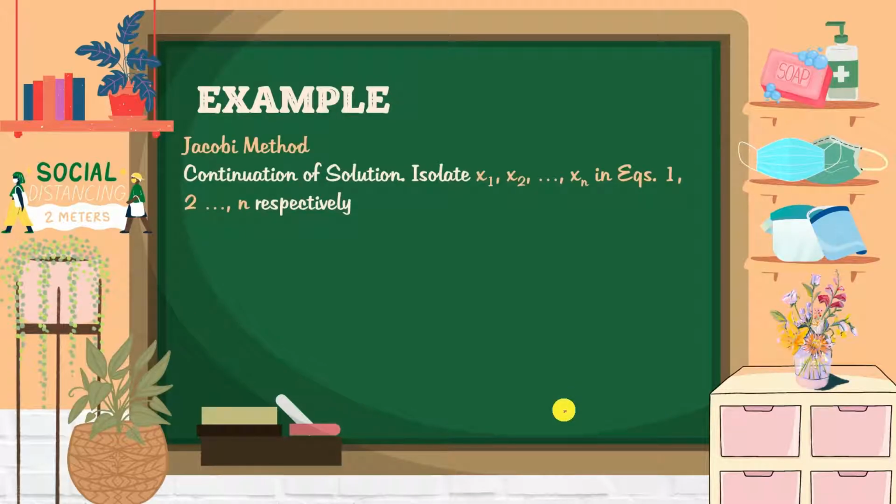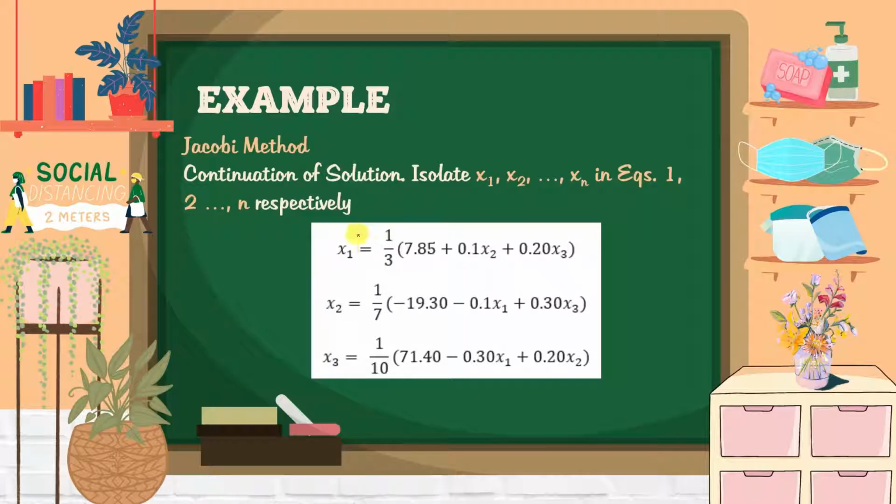In continuation of the solution, we are going to isolate x sub 1, x sub 2, and so on until x sub n in equations 1, 2, and so on, respectively. We used equation 1 in finding x sub 1, equation 2 in finding x sub 2, and equation 3 in finding x sub 3. We used the equations with the dominant value. This is the coefficient of x sub 1, this is the coefficient of x sub 2, and this is the coefficient of x sub 3 from the given equations. Our problem only has 3 linear equations, so until x sub 3 only.